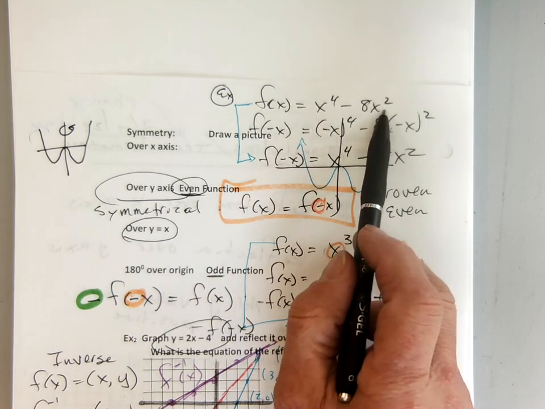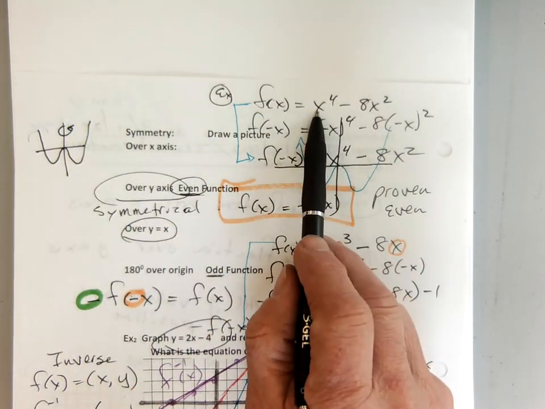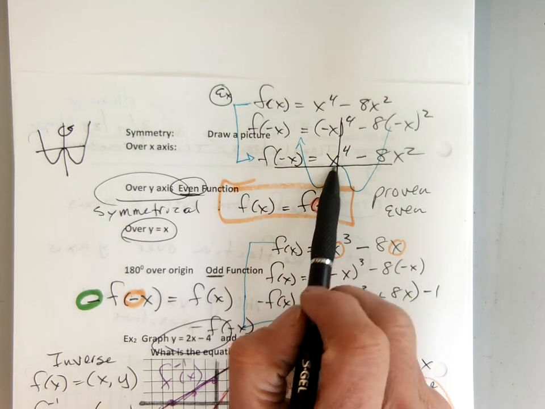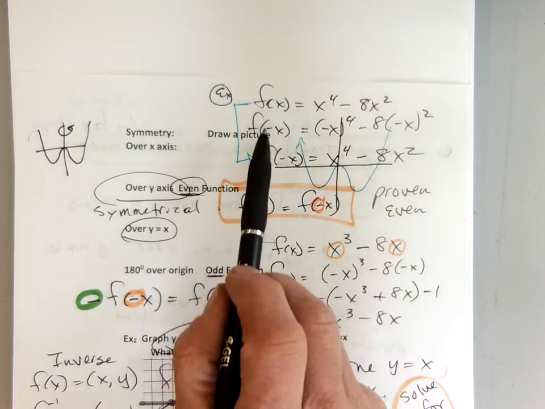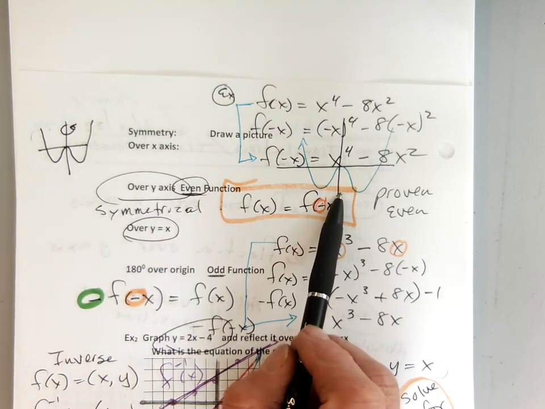So I took an equation that was even. That's actually the equation of this. And I made all of my x's negative. And then, of course, we know a negative times a negative is a positive, and a negative times a negative is positive. So we were able to show that f of x is indeed equal to f of negative x. So we've proven that this function is even.